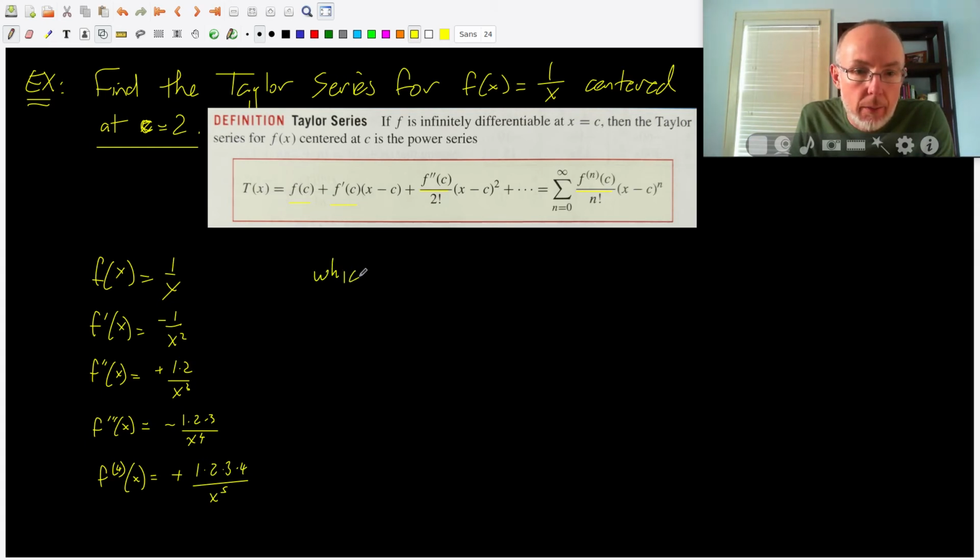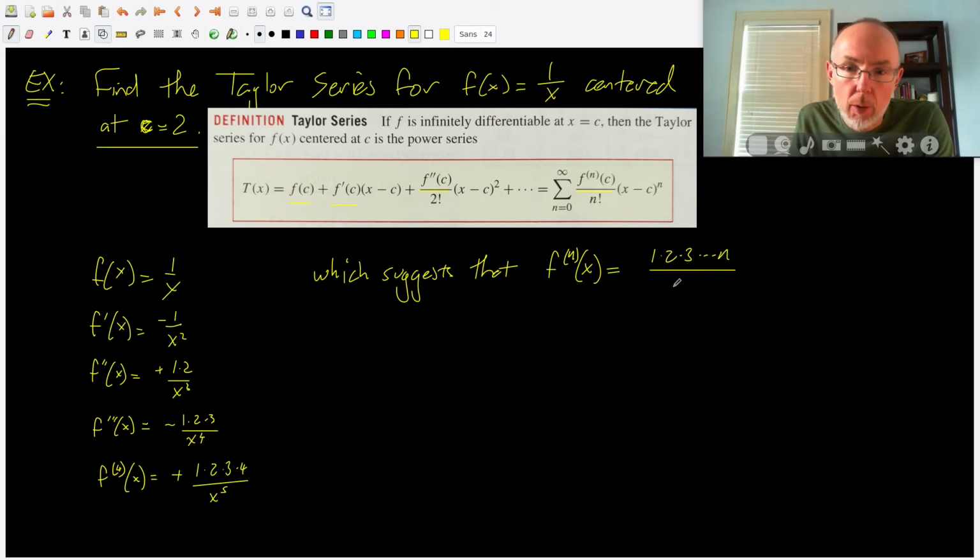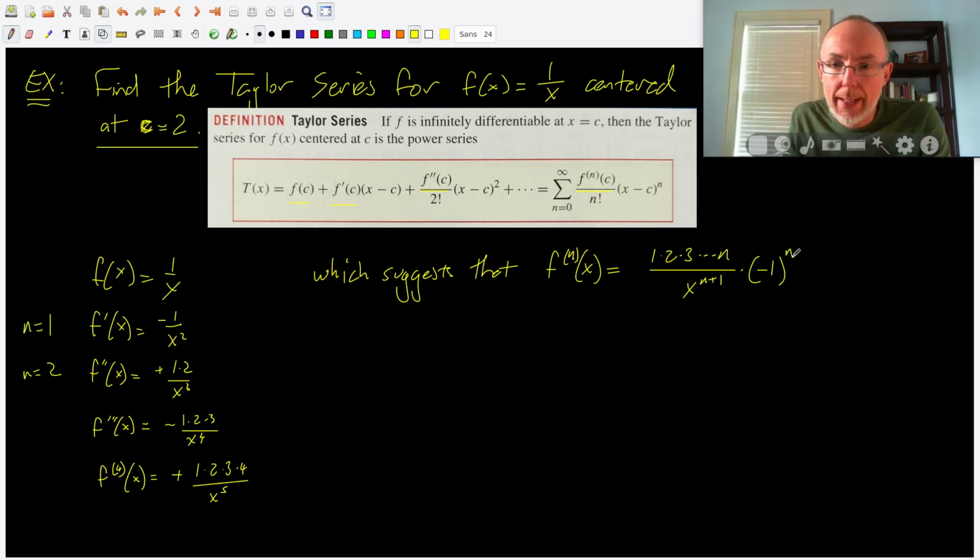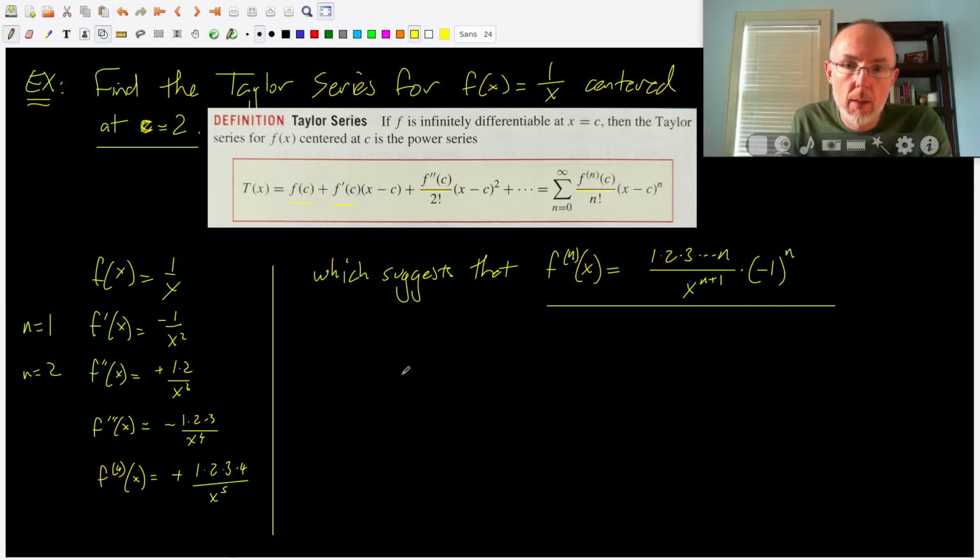And that suggests that the nth derivative is, well, the fourth derivative had a 4 factorial on the top, so the nth derivative is going to probably have an n factorial on the top. It has one higher power, so x to the power of n plus 1, and then we've got minus 1 here that's alternating. Noticing that when n is odd, so in this case n is 1, the first derivative, I get a negative, and then in the second case, when n is even, I get a positive. So I can just put an n here, the odd powers will make this negative, and the even powers will make it positive.